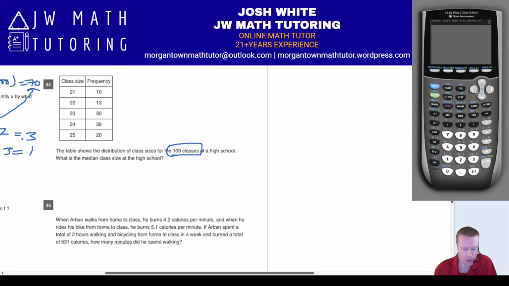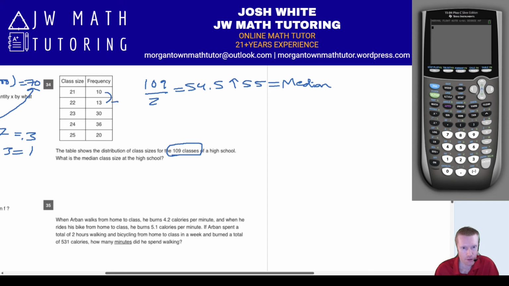So all we have to do is take 109 and divide it by 2. We get 54.5. We then round that up to 55. So what that tells us is the 55th value, going from either smallest to largest or largest to smallest, is going to be the median value. You can technically go either direction. So all we have to do now is go down the frequency column, and keep adding until we get to 55. And then whatever number is in the class size column, that's our answer.